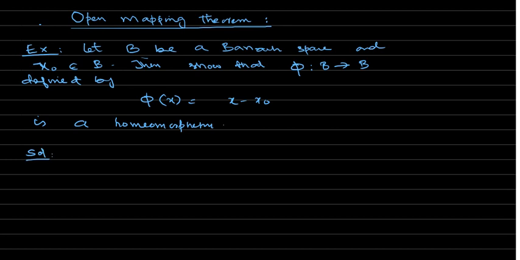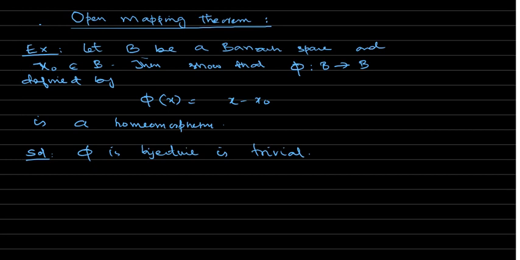So it's bijective, that's clear. It's one-one. So if the images are equal, then the points are equal. And it's also onto: if you take any point x in the codomain B, then x plus x naught is the pre-image of that x. So this phi is bijective, that's trivial.